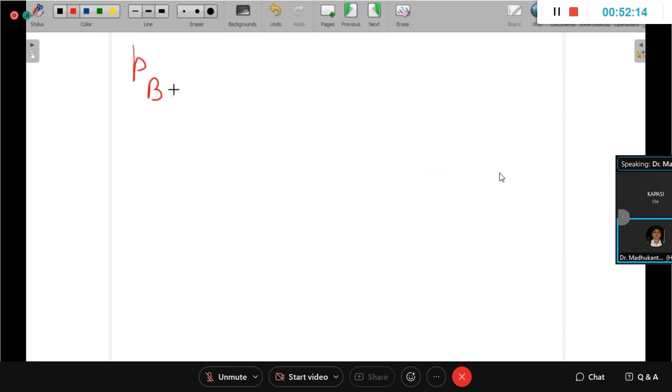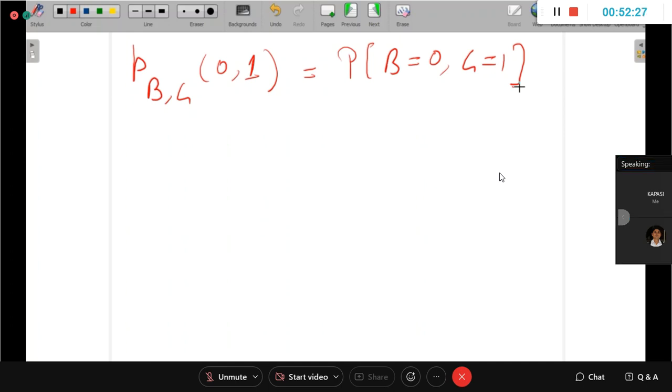Now try to answer this. 0 comma 1. Probability of B equals to 0 and G equals to 1. 0.1. 0.1. How?